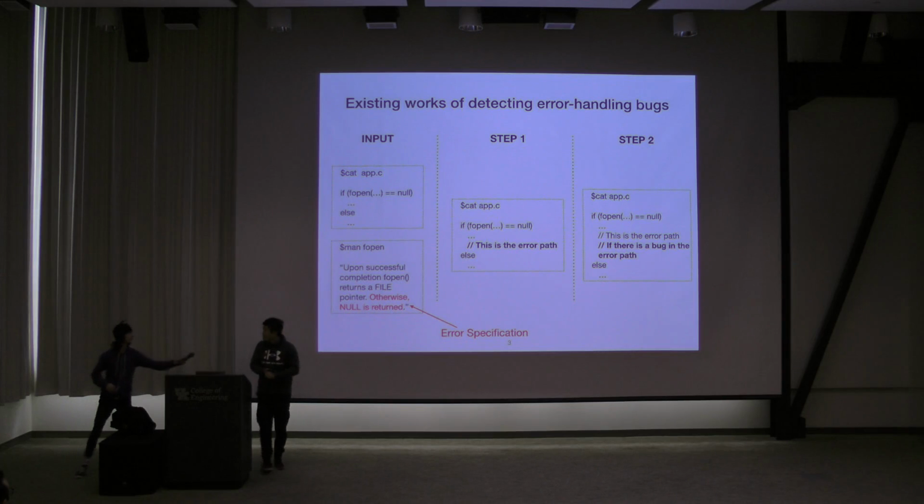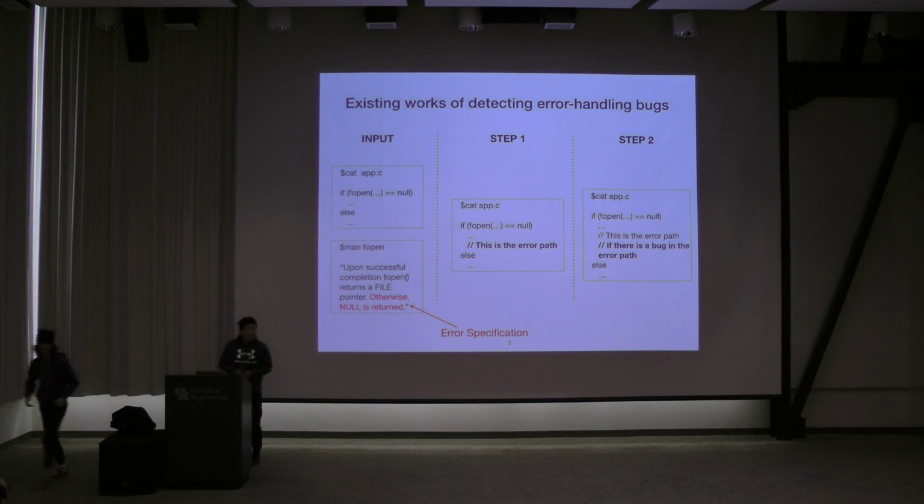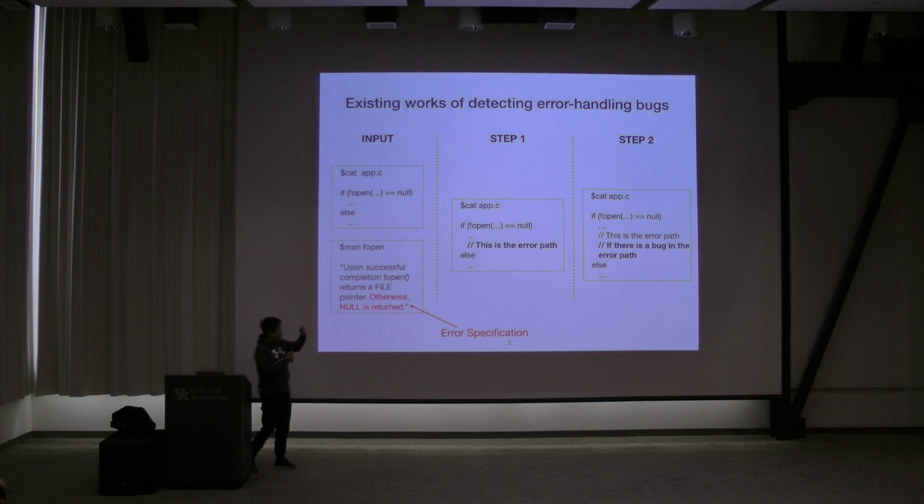So the first step of these existing works is to find the error path. In our example, there are two paths. The first one, the if statement, is the error path, and the else statement is the normal path. The second step is to check if there is a bug in the error path. So this is how existing works work.